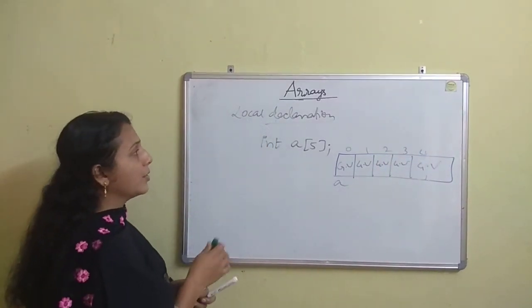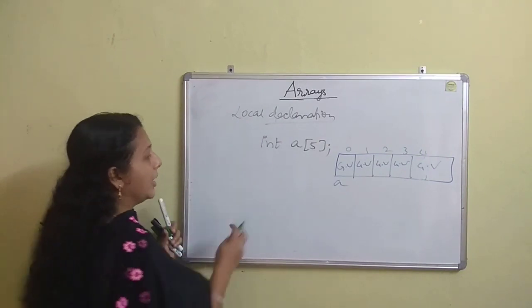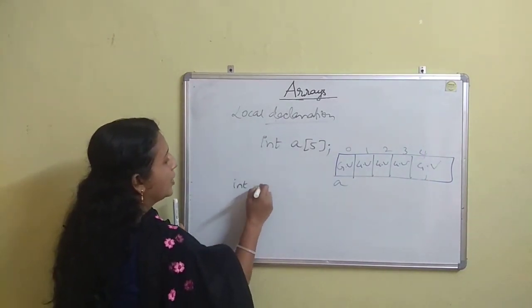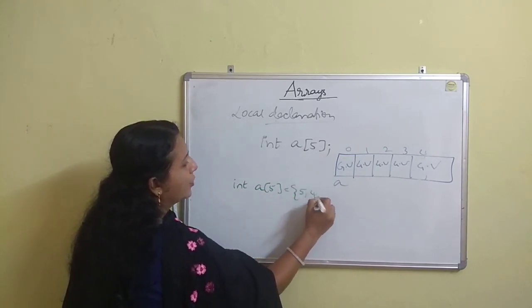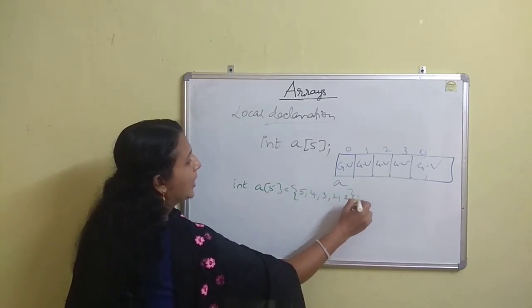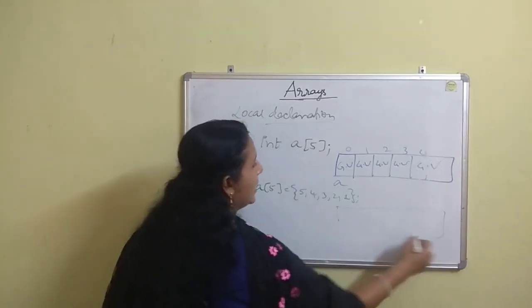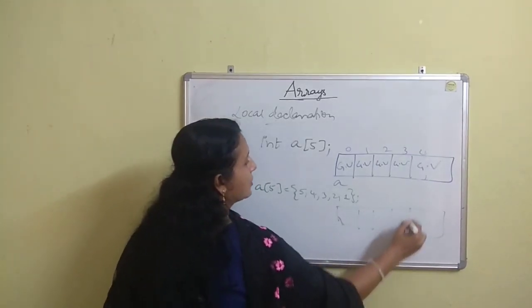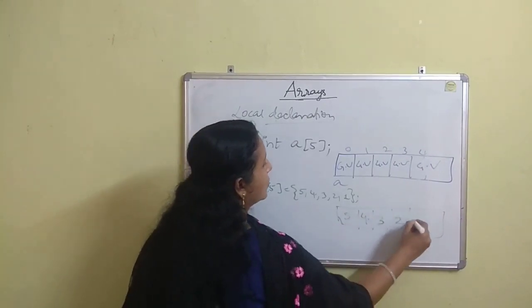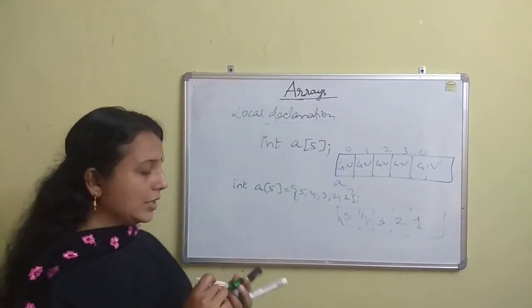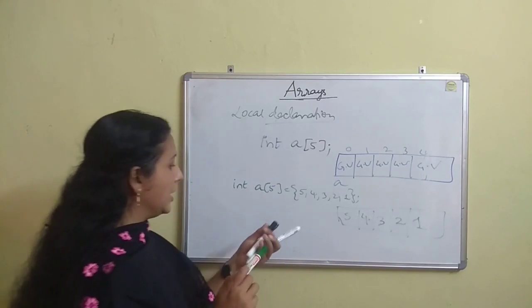And when you initialize your array with values, suppose you are initializing an array of size 5 and you are giving 5, 4, 3, 2, 1, then the representation will be like this. The 5 cells will be holding the 5 values: 5, 4, 3, 2, 1. So this is the representation of this statement.